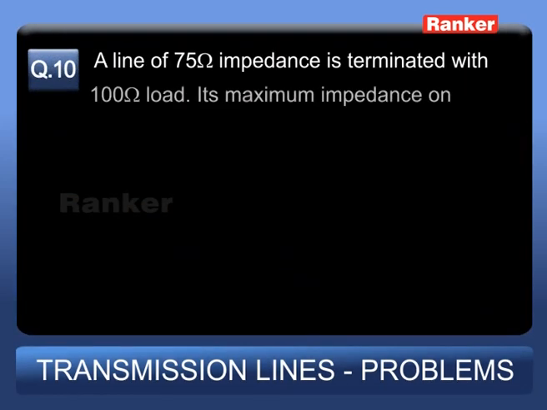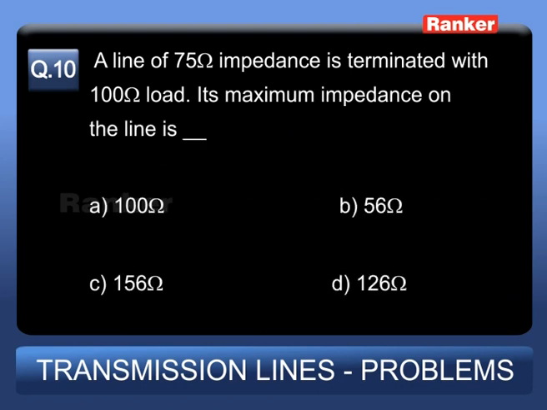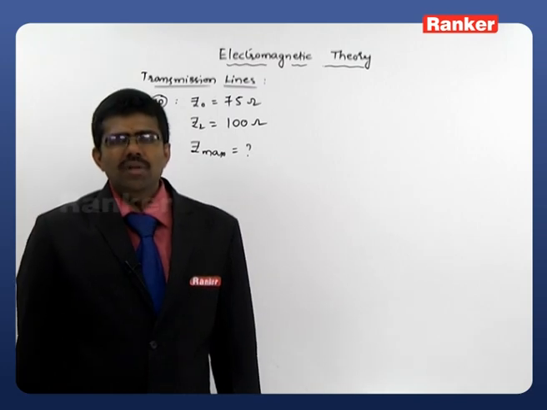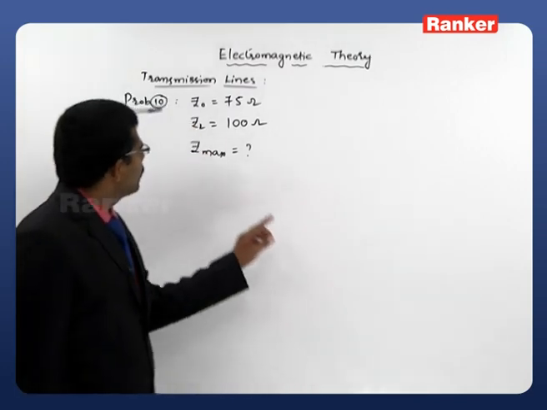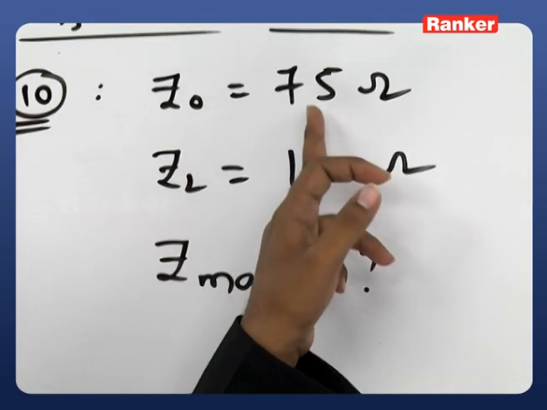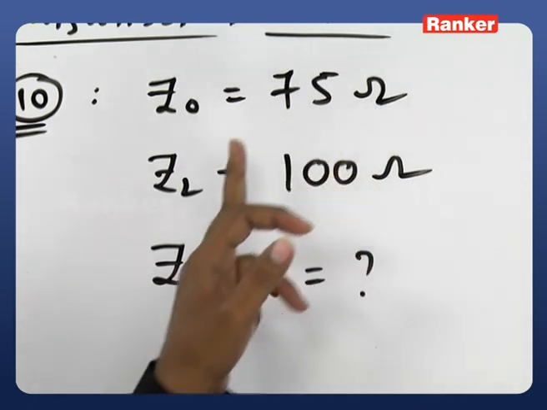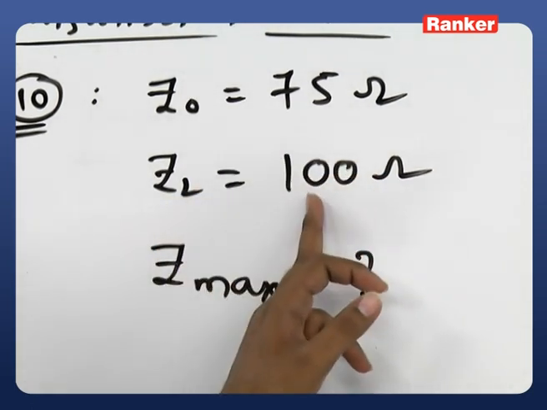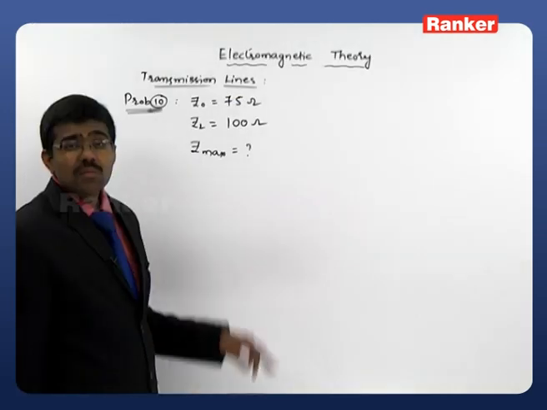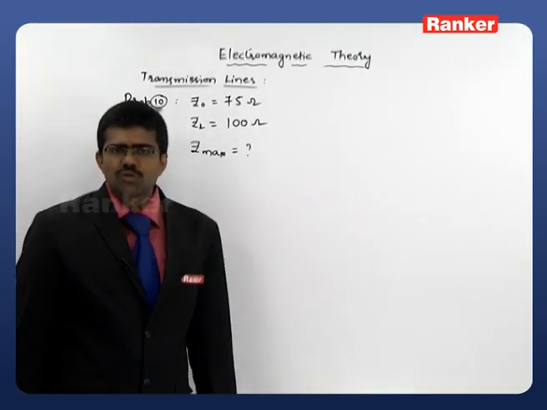Problem 10. A line of 75 ohm impedance is terminated with a 100 ohm load. Its maximum impedance on the line is: option A, 100 ohms; B, 56 ohms; C, 156 ohms; and D, 126 ohms. Just observe the problem, it's a very simple problem. What is the data given to us? The characteristic impedance of our transmission line is given as 75 ohms. The load impedance ZL connected to it is 100 ohms, and we require the maximum impedance on the transmission line.